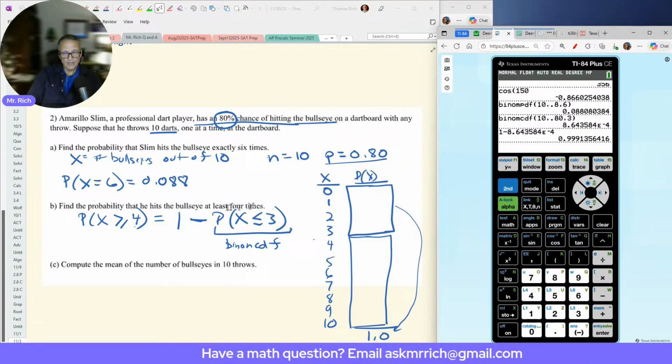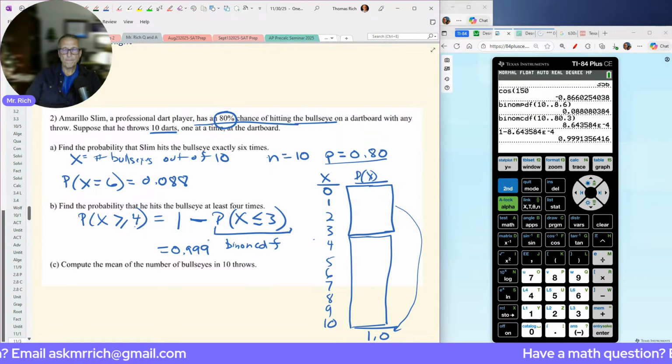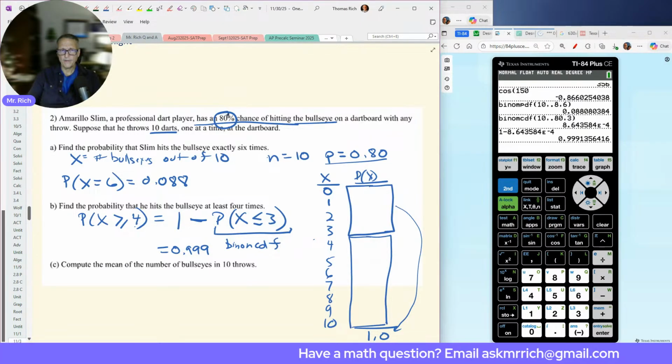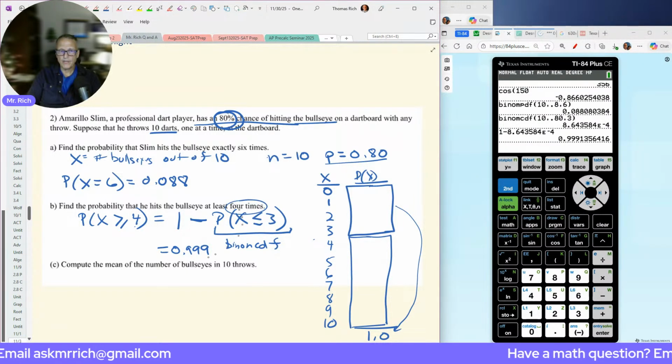So the probability that he hits the bullseye at least 4 times is very high, almost certain, 0.999. Makes sense, really, if you think about it. If he's that good and he's hitting 80% bullseye, the probability that he hits at least 4 out of 10 is going to be very high, and that's reflected in this.